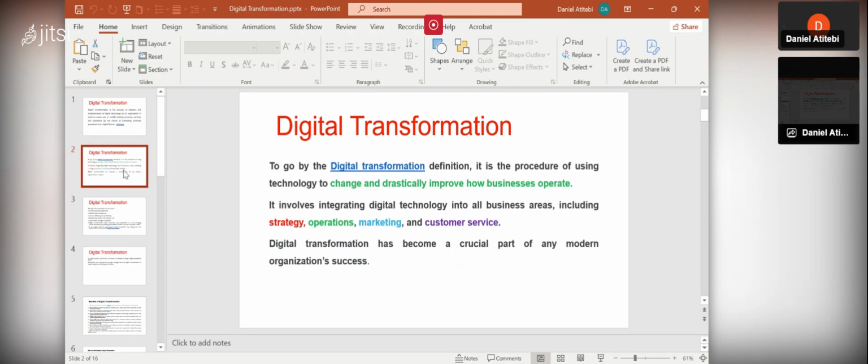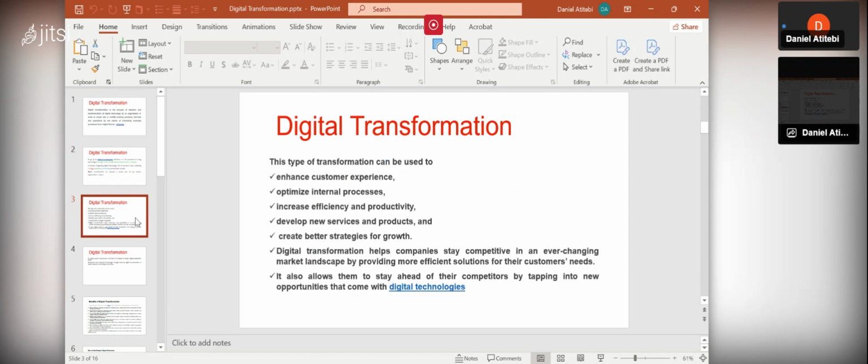Now, if you want to go by that definition, you say digital transformation is the procedure of using technology to change and drastically improve how businesses operate. It involves integrating digital technology into all business areas, including the strategy of an organization, the operation, the marketing side of their business, and the customer service. So therefore, we can say digital transformation has become a crucial part of any modern organizational success.